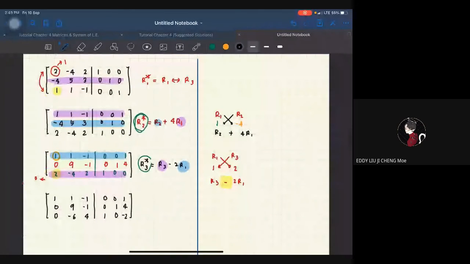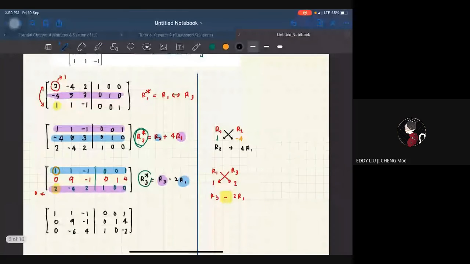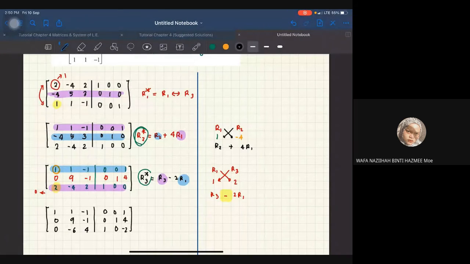Alright, so kalau awak tengok dekat sini. Saya pakai warna lain lah pula. Sekejap ni. Alhamdulillah. So kalau awak tengok dekat sini, kolom yang pertama kita dah jadi 1, 0, 0. So kolom pertama kita dah siap. Okay, so settle. Alright, so sekarang kita akan move on to the next column.